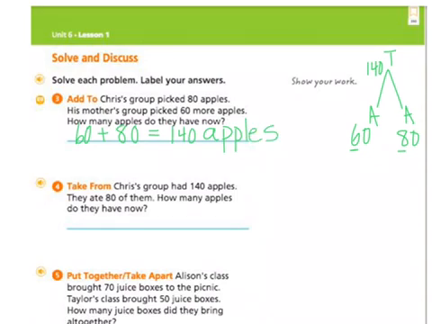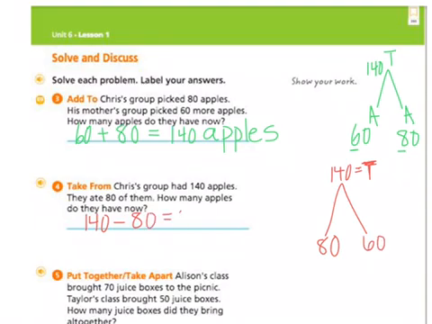Number 2, it says take from. Chris's group had 140 apples. They ate 80 of them. How many apples do they have now? So this time it says take from, and I can see that 140 is the total, and I know that one of the add-ins is 80. And we have to figure out how many apples they have now. So I'm going to say 140 minus 80, and I know that that's 60, so I'm going to say 60 apples.